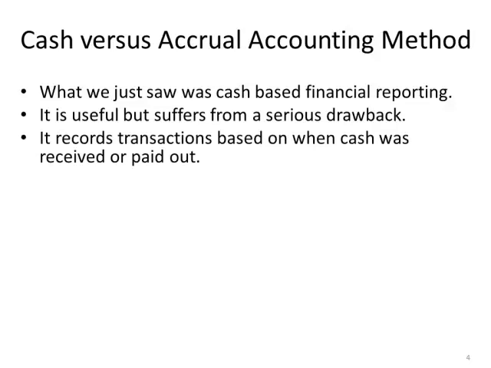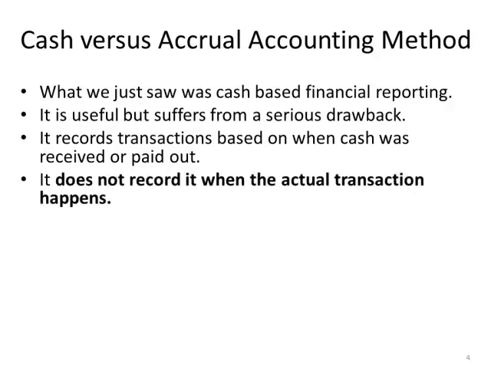Now, what happens with cash accounting? Well, with cash accounting, we record transactions based on when the cash was received or paid out. So why exactly is this a drawback? The drawback is that we do not record it when the actual transaction happens. Okay? And this is really where accrual accounting comes in. Accrual accounting records when the actual transaction happens, not when the cash was received or paid out.